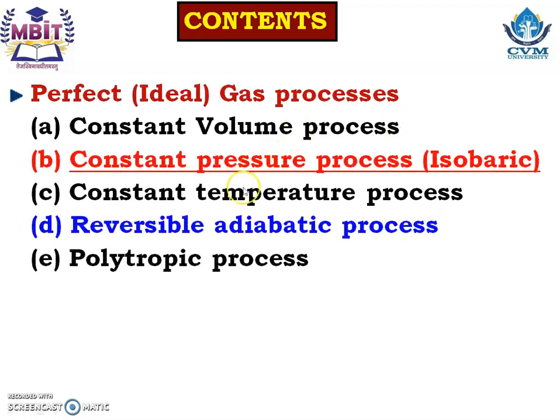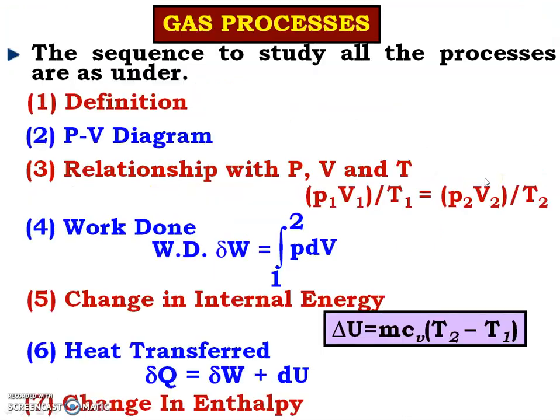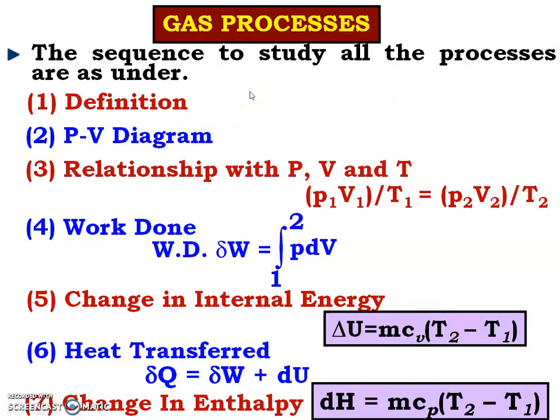Today we are going to study constant pressure process, that is isobaric process. As we have discussed in the previous lecture, processes should be studied or written in the exam as per the predefined sequence. The sequence is, first we have to write the definition, second PV diagram, third relationship with P, V and T, and we can use the basic equation P1 V1 by T1 is equals to P2 V2 by T2.